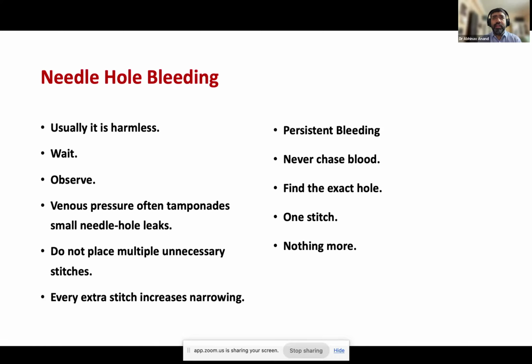So after completing the anastomosis, what if we have needle hole bleeding? These bleeds are usually harmless. We wait and we observe. The venous pressure often tamponades the small needle hole leaks. We do not place multiple unnecessary stitches for these small bleeds because every extra stitch increases the narrowing and is itself an area of needle hole bleeding. So if there is a persistent bleed, we find the exact hole and we take one stitch, that is a 7-0 Prolene or a 6-0 Prolene, and that's it, nothing more.